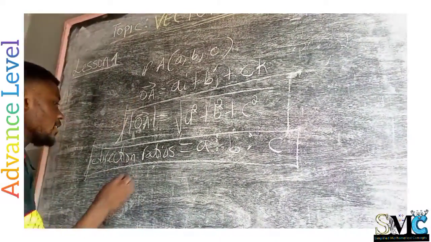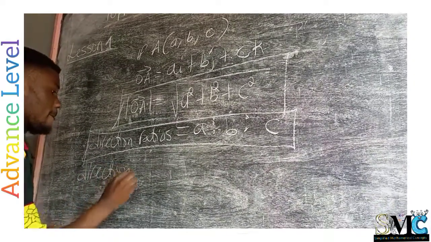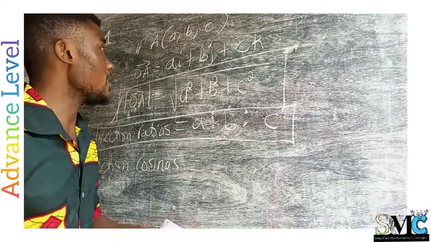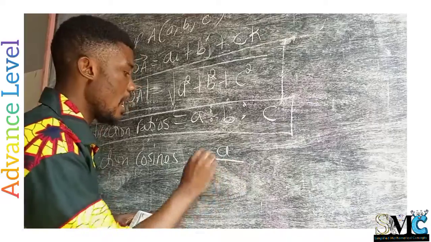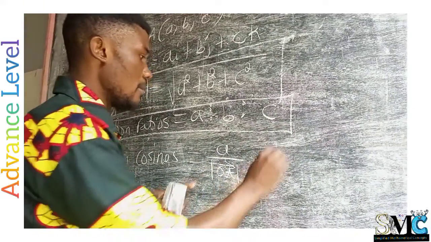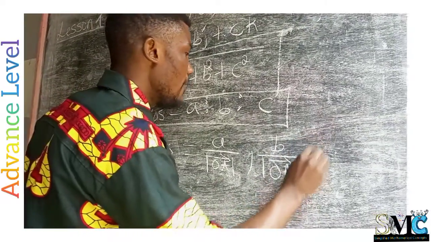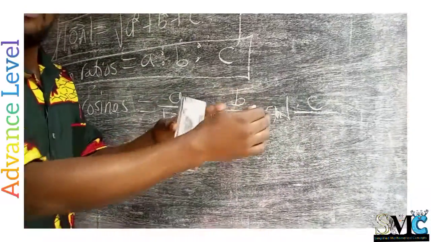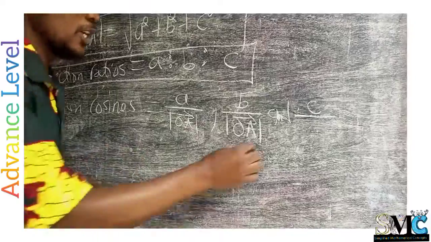And then for the direction cosines, we have a divided by the magnitude of the vector, and b divided by the magnitude of the vector, and finally c all over the magnitude. That means each component divided by the magnitude of the vector gives us the direction cosines.